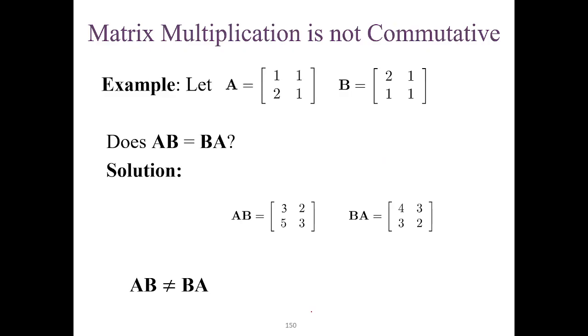One thing you need to notice is that matrix multiplication is not commutative, which means if you multiply 2 by 2 matrices A and B, AB will not equal BA. You can use this example to verify that multiplication is not commutative. If you multiply A and B, you will get 3, 2, 5, 3. But BA is 4, 3, 3, 2. So these two matrices are not equal.